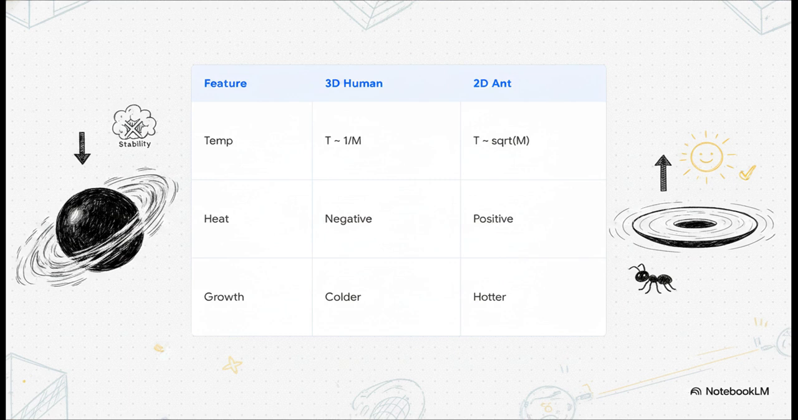But for the Ant's 2D BTZ black hole, temperature is proportional to the square root of its mass. This gives it positive specific heat. It's thermally stable. It won't run away and explode. It can actually sit peacefully in thermal equilibrium with a surrounding heat bath, totally defying our 3D logic.